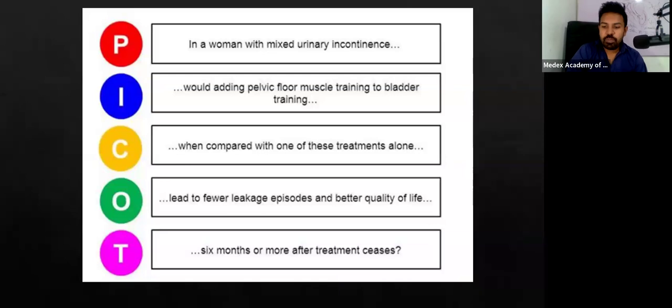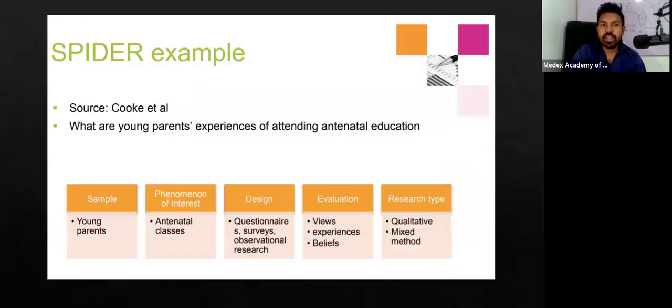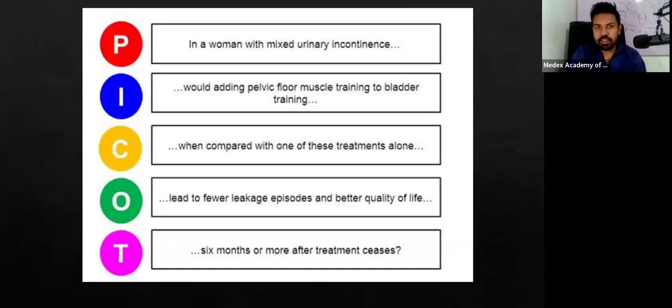And another called the PEO structure. And SPIDER, I will let you know. Then PICOT: the time duration has been given. P stands for the population.